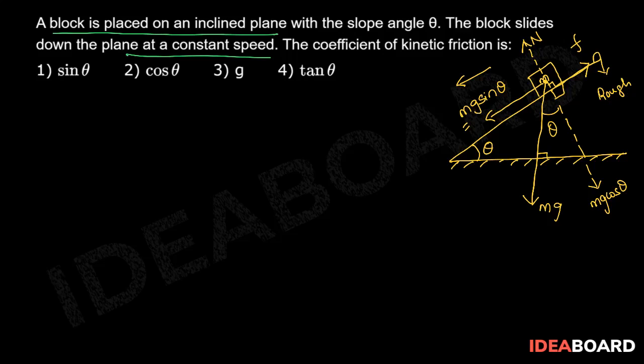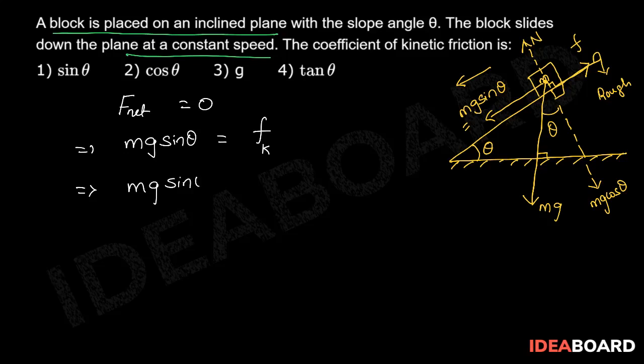As the block is sliding down with a constant speed, the net force on the block should be equal to 0, which means mg sin theta is balanced by friction. Since the block is moving, this friction is kinetic friction. This implies mg sin theta is equal to Fk, which is written as mu k times the normal force.